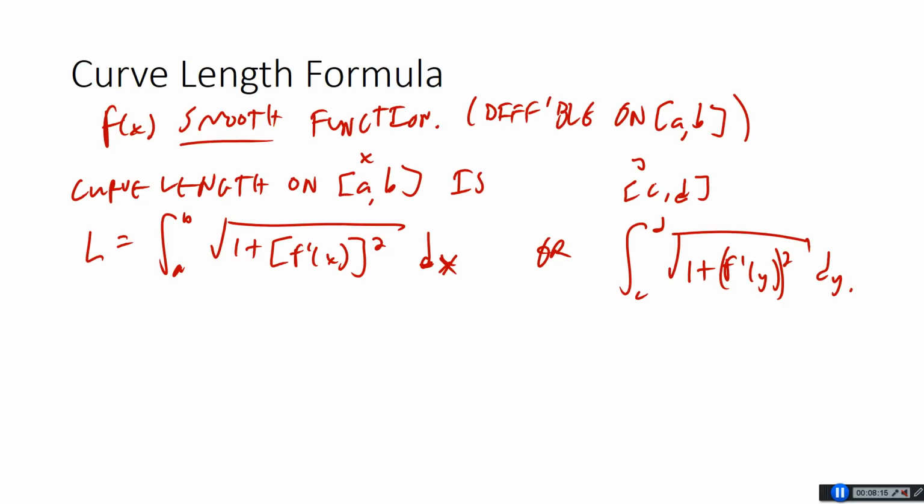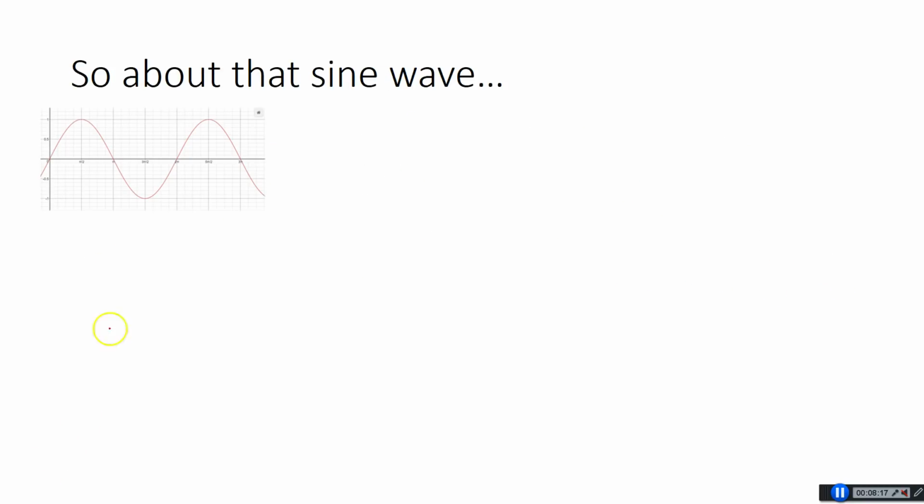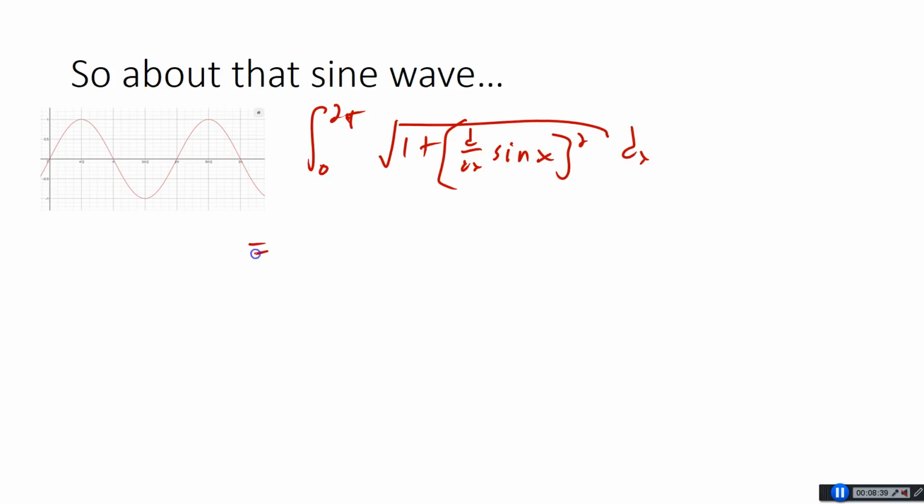So let's find out about that sine function. Let's go back to that sine wave. What we want to do is the integral from 0 to 2 pi, square root of 1 plus the derivative of sine x squared dx. I'm doing this in more steps than I would normally do it, but that's okay. So that is the integral from 0 to 2 pi, square root of 1 plus cosine squared x dx.